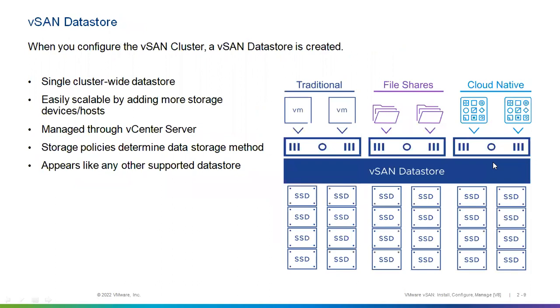Now let's talk about the vSAN data store. The vSAN data store is an aggregated pool of my available local storage. So what features is it giving? First of all, a single cluster-wide data store. What it means is that in a single cluster, whatever data store I am creating, all the hosts can leverage it. Managed through vCenter, correct? Easily scalable.